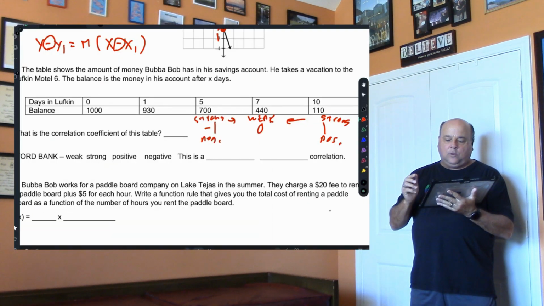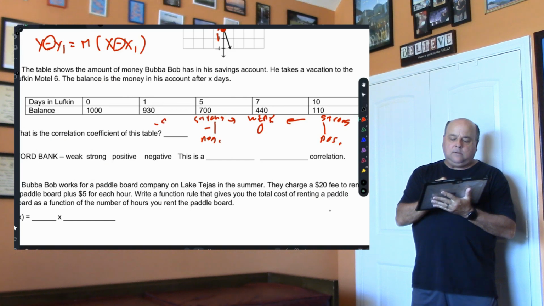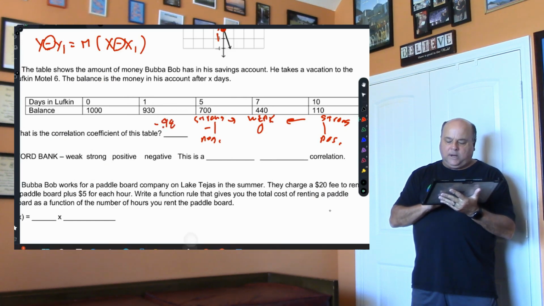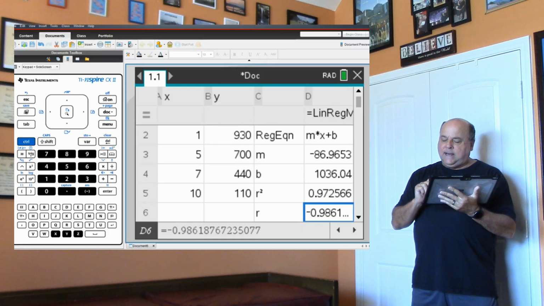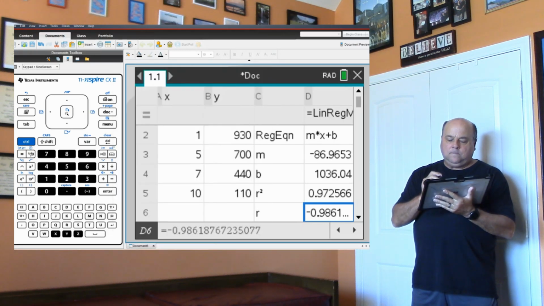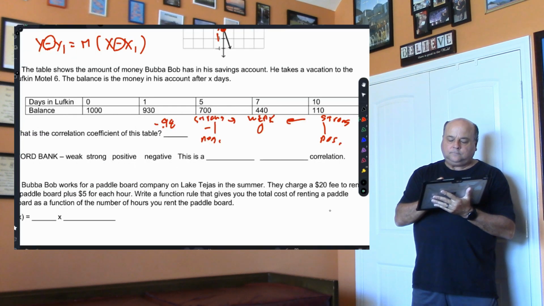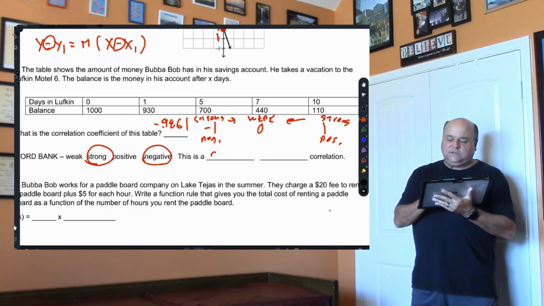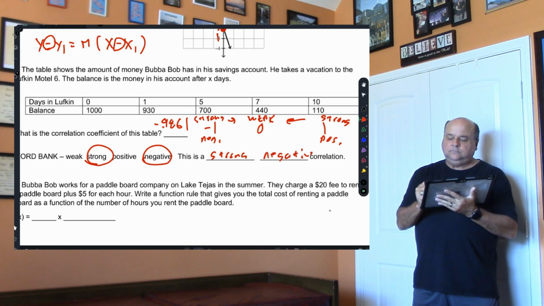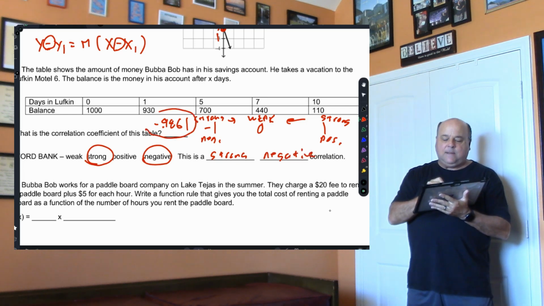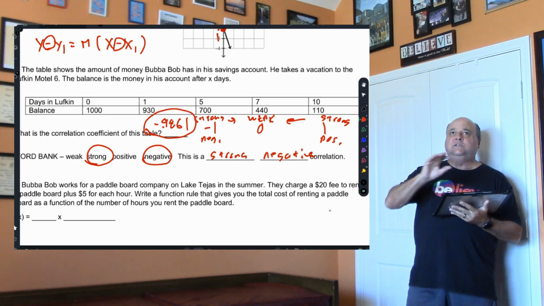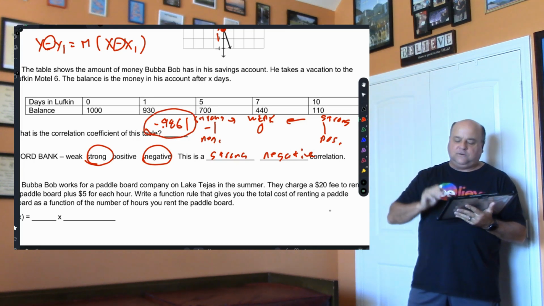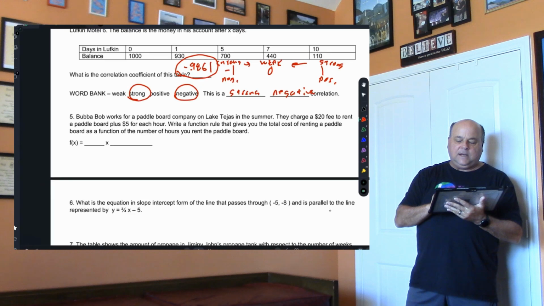So I'm going to go to my paper. It's negative 0.9861. Okay, and this is a very strong negative correlation. And remember, it's negative 0.9861. So this is a scatter plot that trends downward. The dots are very close to the line. Let's go to the next one.